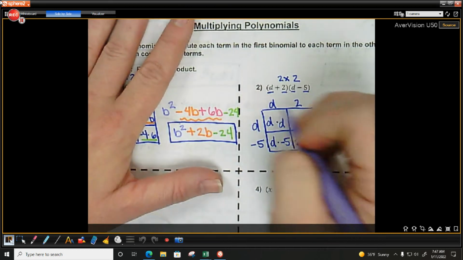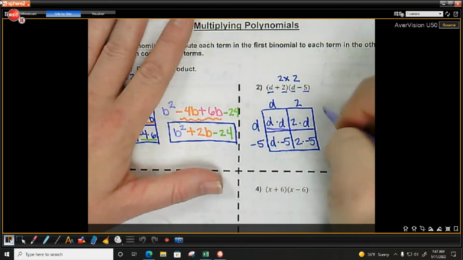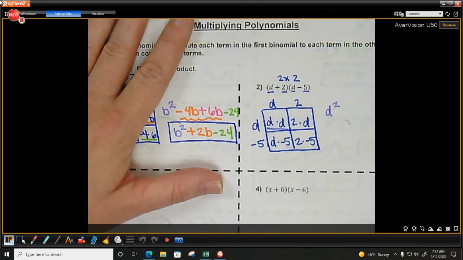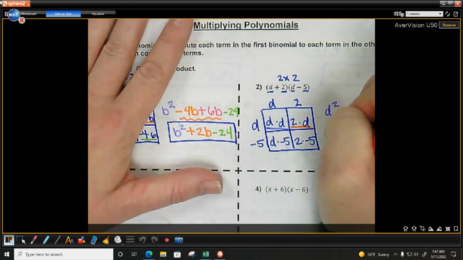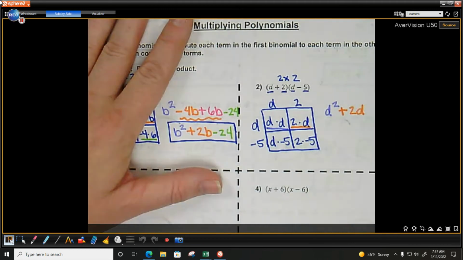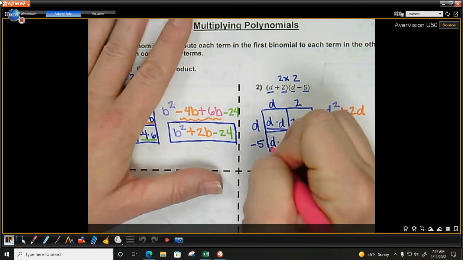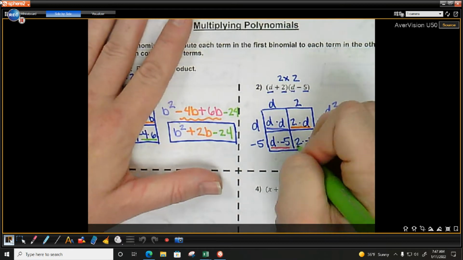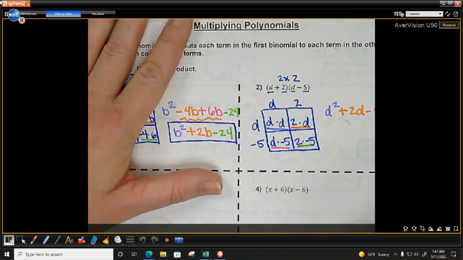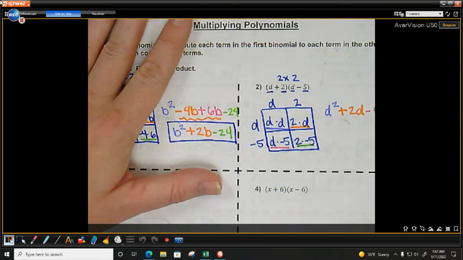So what's d times d? D squared. What's 2 times d? So plus 2d, because we have to have plus and minuses to separate our terms. D times negative 5. Negative 5d, because we always put coefficients before variables. Good job. And then 2 times negative 5. Negative 10. Do I have like terms?